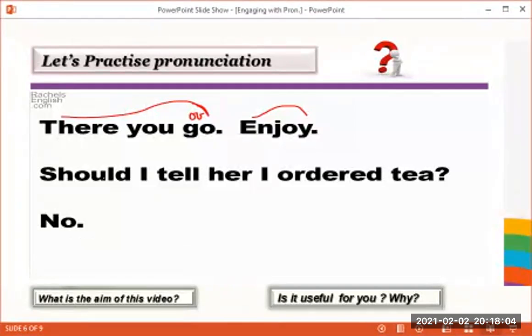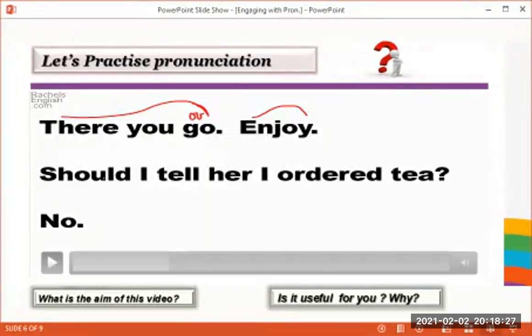Are you ready? In the first sentence, where is the stress? The word go. The stress is in the word go. You can see, there you go. Then the word enjoy. Okay, here's the stress of his question.